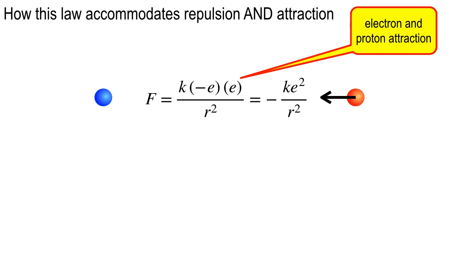Now, that's because we have a K and a minus E and a regular E in the numerator. So that minus sign floats out to the front. Now let's take a look at this baby.